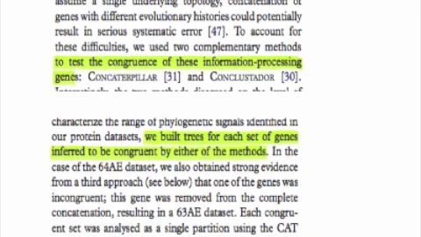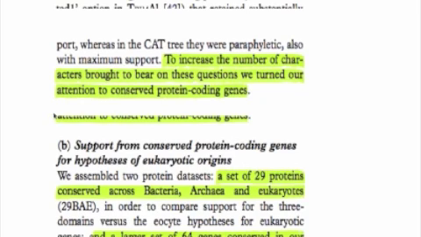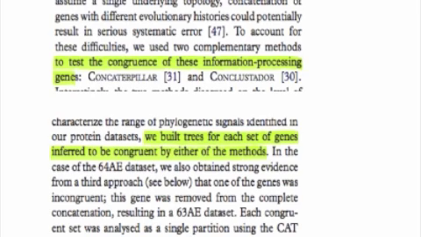They identify sets of genes that appear from within their data set. So within their 29 BAE data set, 29 proteins across bacteria, archaea, and eukaryotes, they identify subsets within there. A set of 10 of the genes and then 6 of the genes. These 10 genes seem to have the same phylogeny. Let's build a tree with those. These 6 genes seem to have the same phylogeny. Let's build a tree with those. So they build trees for each of these sets of genes that were inferred to be congruent.